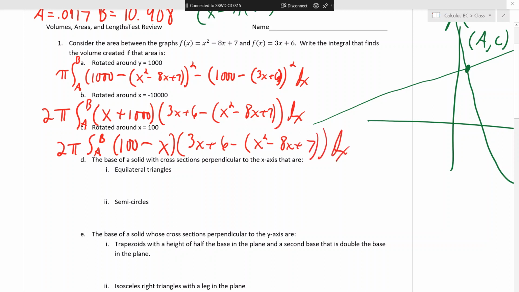Everybody got 100% so far? Super geniuses.